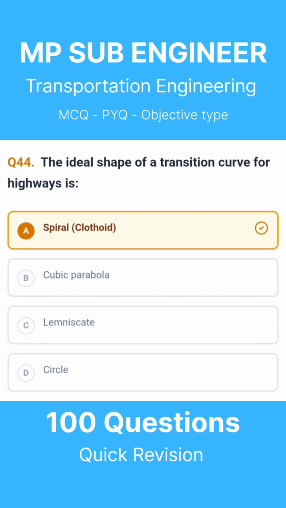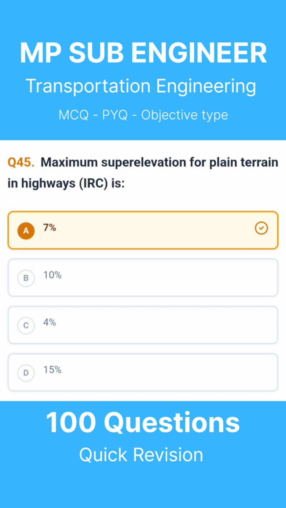Question 44. The ideal shape of a transition curve for highways is. The correct answer is spiral (clothoid). Question 45. Maximum superelevation for plain terrain in highways, IRC, is. The correct answer is 7%.